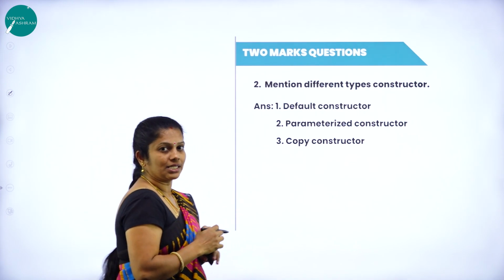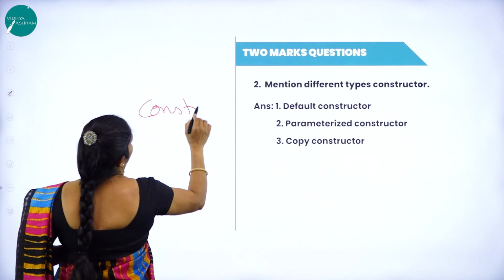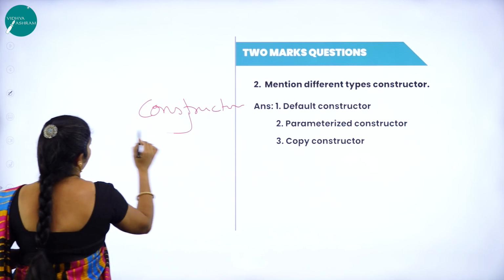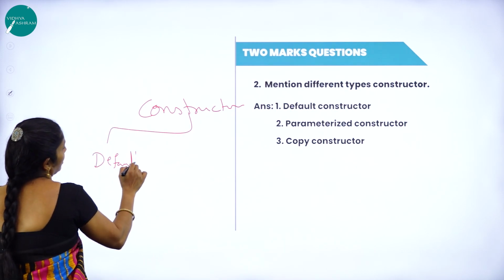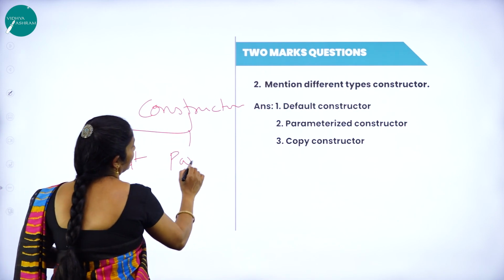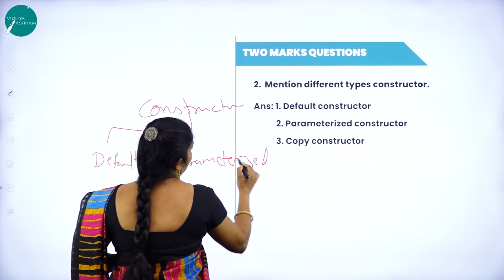Next, mention the different types of constructor. When we come to constructor, constructors can be classified into three types. One is default constructor. Second one, parameterized constructor.